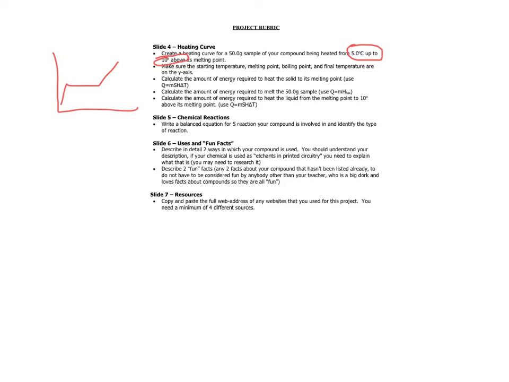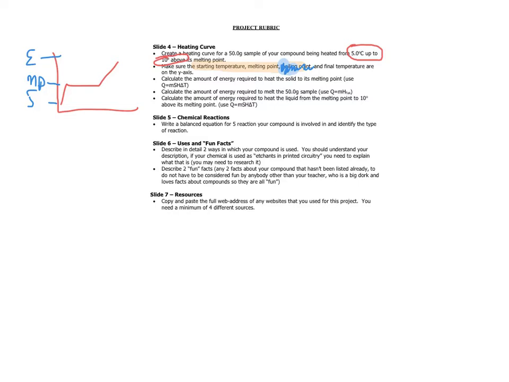You're going to put the starting temperature, melting point, it says boiling point, but we're going to get rid of that. Starting temperature, melting point, and final temperature are all going to go on the y-axis. So you're going to have 3 values on the y-axis. One right here for the melting point, one right here for starting, then the melting point, and then the ending temperature there.